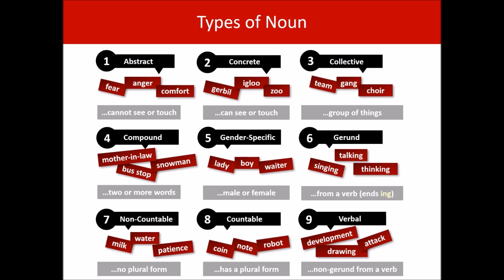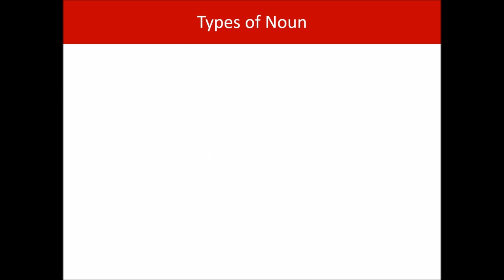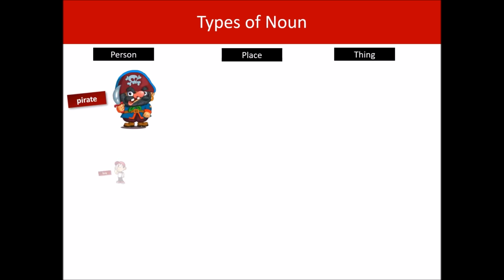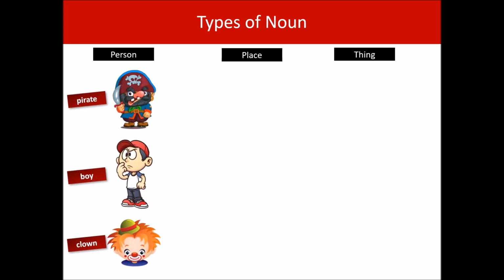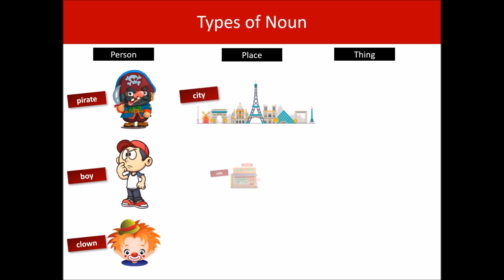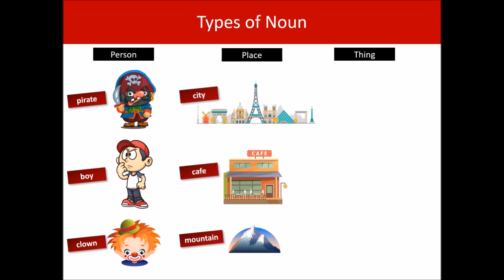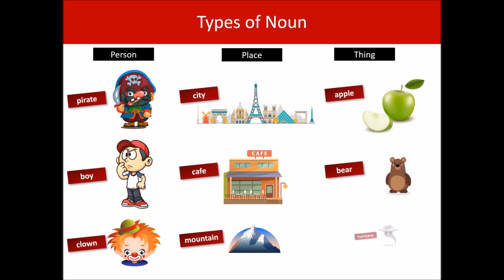We need to talk about category of noun. So let's get rid of those. Now, a noun is the word for a person, place, or thing. So a person might be a pirate, a boy, a clown, a city, a cafe, a mountain, an apple, a bear, or a hurricane. Now the words in red here are common nouns. These are the words that you might find in a dictionary.